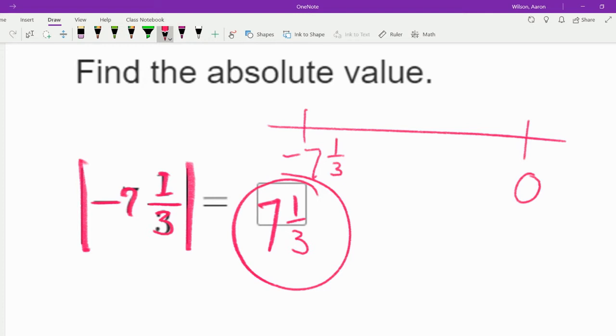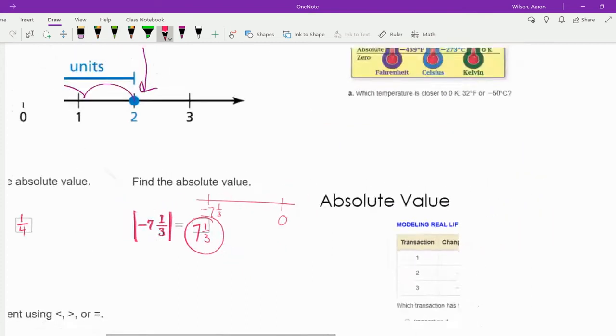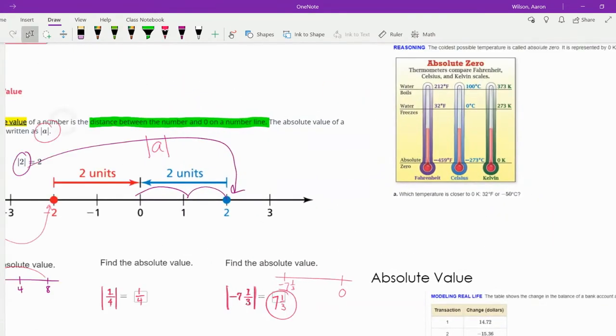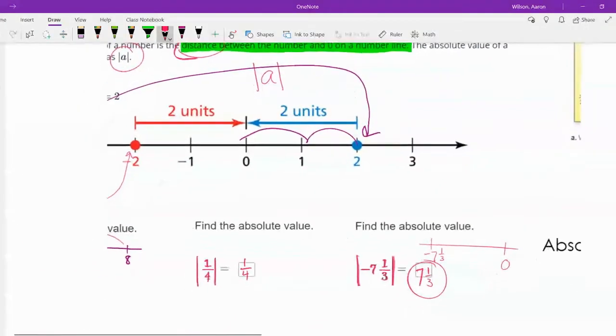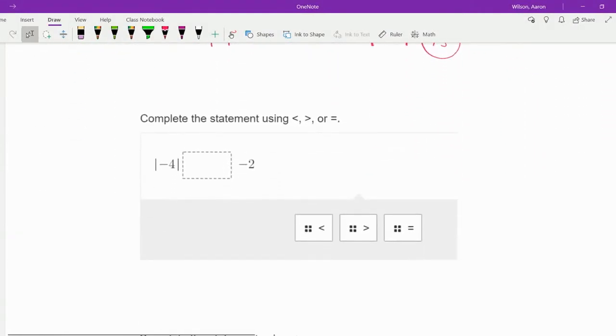You'll notice that your answer cannot be negative because of distance from 0. I'm going to go back to the definition here and key in on this word distance. Is there such a thing as negative distance? Can there be negative distance? The answer is obviously no. You can't have a negative distance. I don't care if you're driving south, you're not going negative miles because you're driving south. That's the key part to absolute value: it's always going to be a positive value.